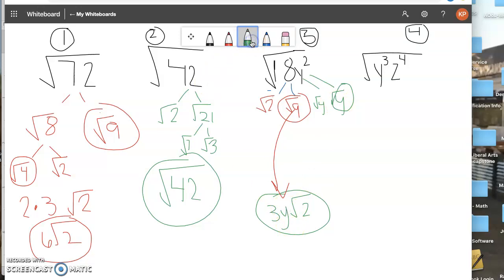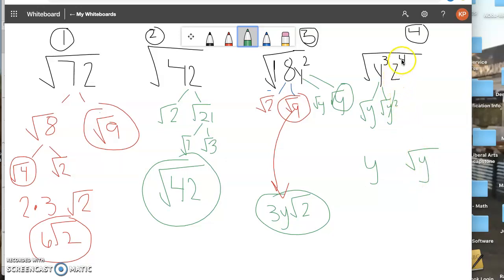For the last example, we're going to be doing just variables. So we want to think, what could I have multiplied to get y to the third together? I could have said y times y squared. And then if I break this one down even further, or I just know that any variable raised to the second power is a perfect square, I'm allowed to take out a y for my final answer, and I'm definitely going to be left with the square root of y.